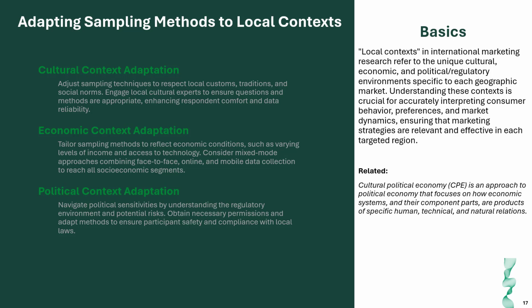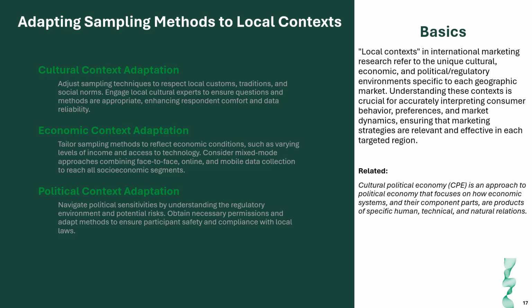A lot of the recommendations so far have centered on local context and local expertise. Adapting sampling methods to fit diverse local and regional contexts is crucial for obtaining accurate, reliable data in international research and respecting cultural norms, economic conditions, and political environments. For cultural context adaptation, we adjust sampling techniques to respect local customs, traditions, and social norms. We engage local cultural experts, or we probably always should, to ensure questions and methods are appropriate, enhancing respondent comfort with the survey or data collection that we do and data reliability overall.